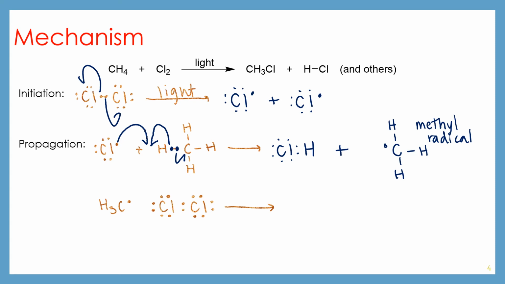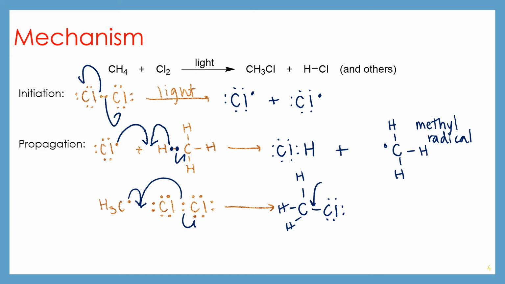So in the next step, which is also a type of propagation, the methyl radical that was formed can react with a molecule of chlorine, and it's going to do kind of the same thing. The electron from the alkyl radical is going to go here. It's going to pick up an electron from between the two chlorines, and then the other chlorine atom is going to leave. Oops, that arrow didn't come out. That other chlorine atom is going to leave with an unpaired electron. So now what we have is a molecule of chloromethane.